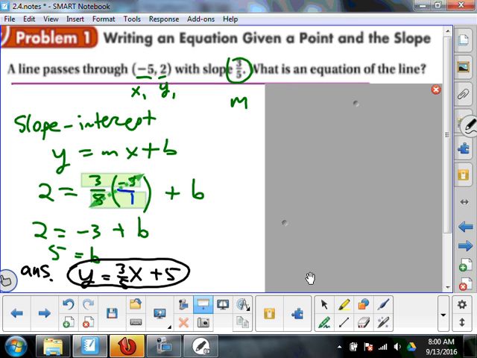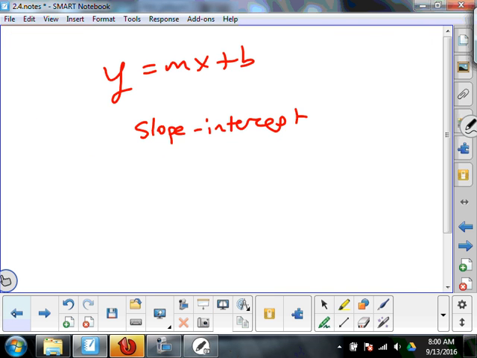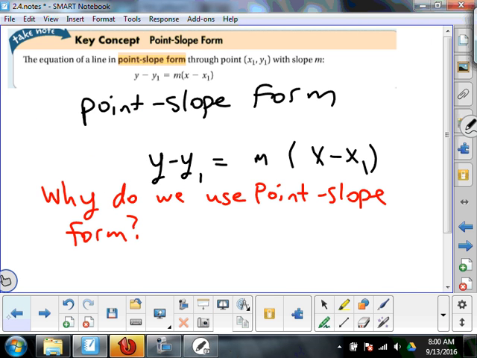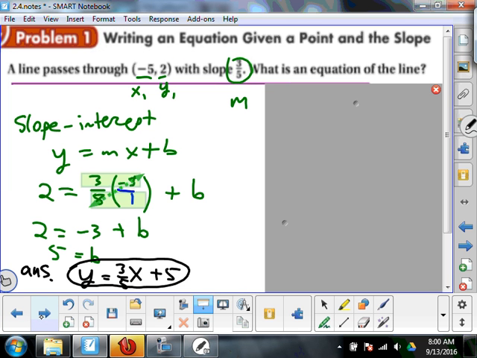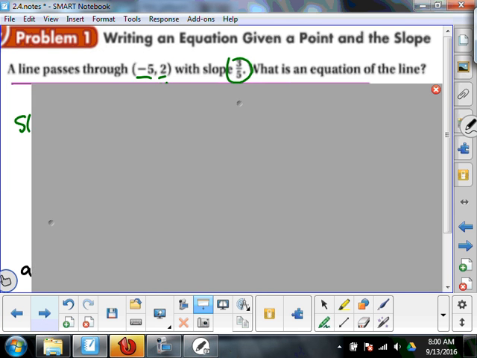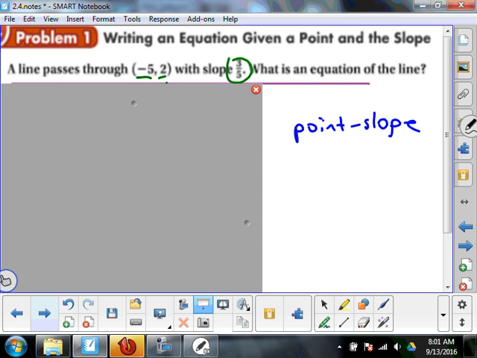So, we're trying to answer this essay question. This question, why do we use point slope form? So, to answer that, we're going to go back, we're going to rework the same problem. Oh, we just did it, we know what the answer is. Of course we did. But we're going to rework the same problem, but this time using point slope form. Point slope form says y minus y1 is equal to m times x minus x1.